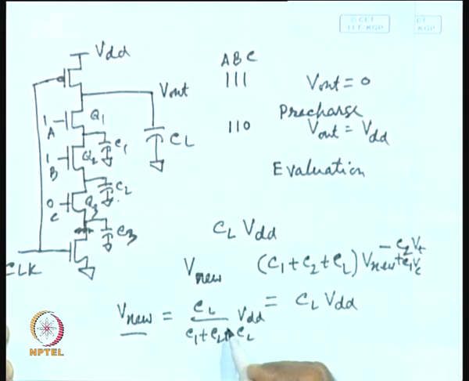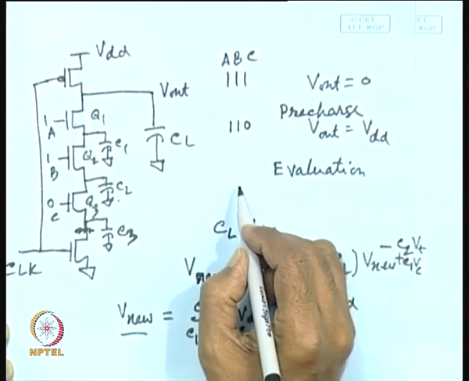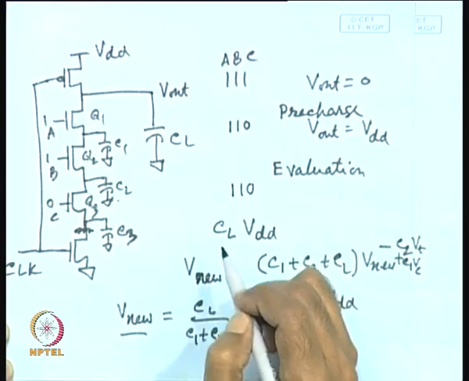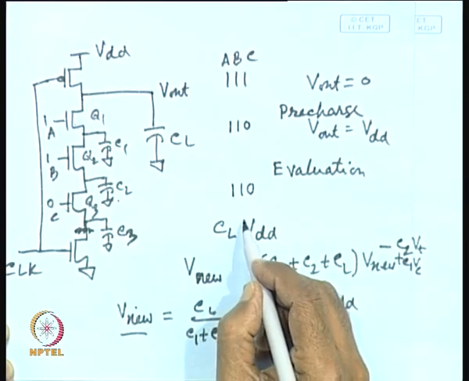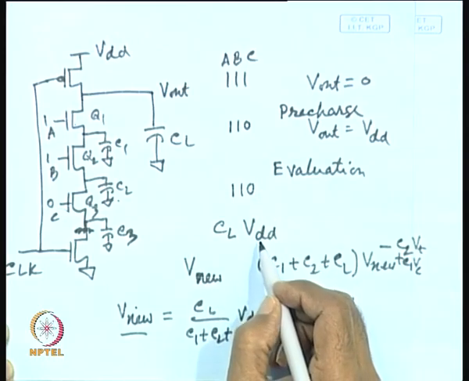it will drop. Now, next time whenever you apply the same input, what will happen? Again from V new it will charge to VDD. In the case of a static CMOS circuit, there will be no change in the output, but in the case of a dynamic CMOS circuit, the output will charge from V new to VDD during the pre-charge phase, and again during the evaluation phase it will get discharged to a new level, that is V new.